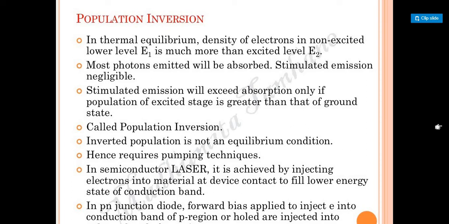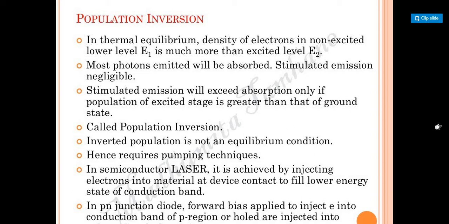The inverted population is not an equilibrium condition, because the reverse of that is the equilibrium, right? Hence it requires pumping techniques. It requires different pumping techniques in order to obtain that. In a semiconductor laser, it is achieved by injecting electrons into the material. That means in a specific material, whenever we increase the electrons, that can be obtained using this phenomenon, and we obtain it in the laser.